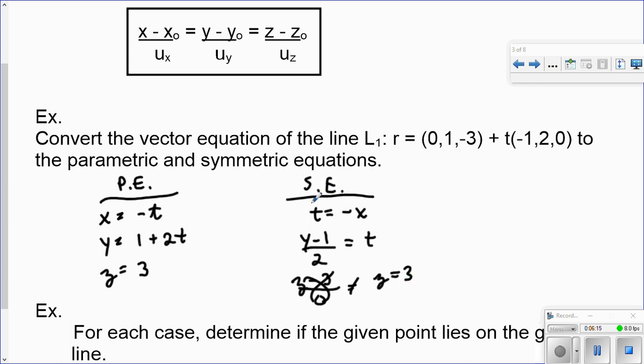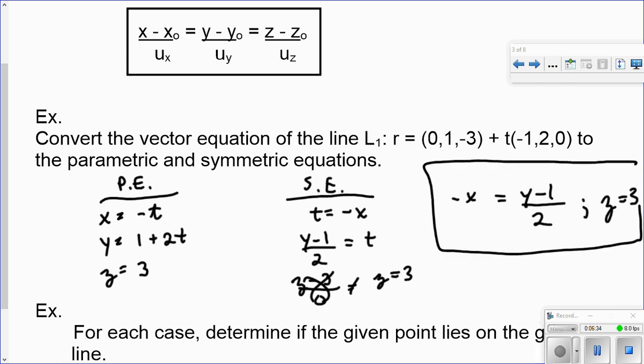Now, my symmetric equations, then, I equate my t's. So I'd have negative x equals y minus 1, but I can't do anything with z. I don't have z in terms of t. I just have z equals 3. So that's exactly what you'll see in the textbook here, where the symmetric equation is sort of partially written right here, but then I just write this extra z equals 3. And what this means is that the line lies in this plane basically. We're going to talk about this in a little while here.